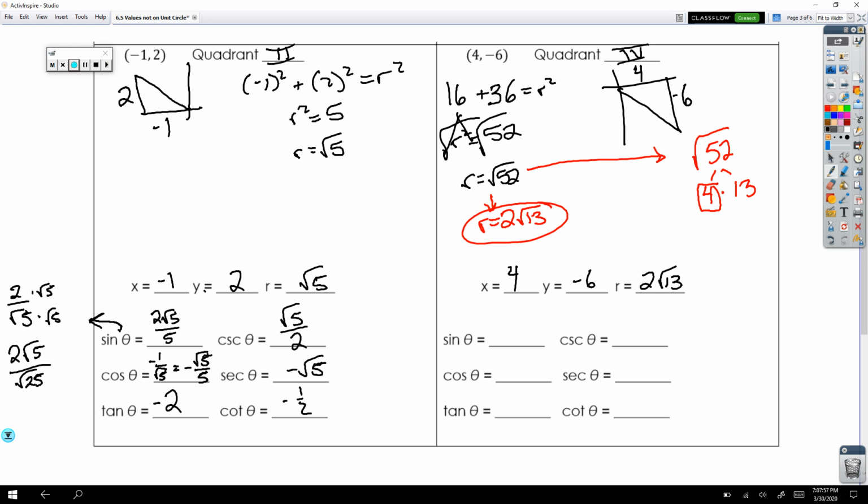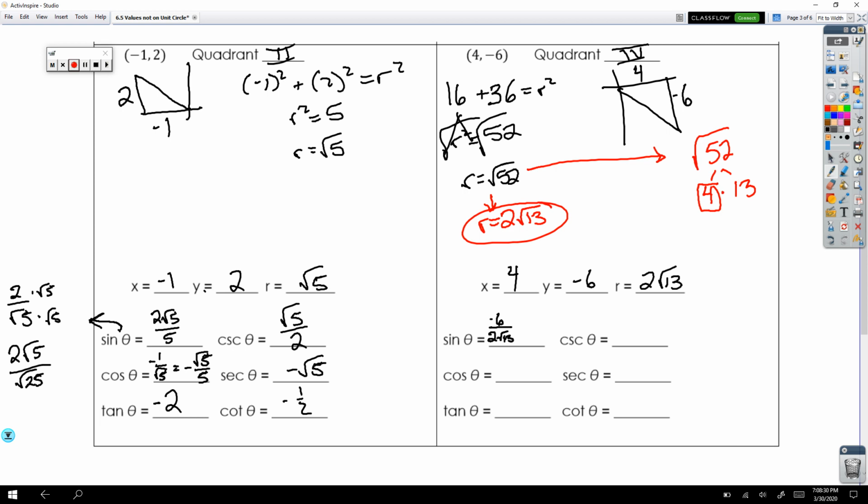Now, this problem is tough because you have to simplify your radical for r. You're going to have to rationalize your denominators. And then on top of that, you're going to have to simplify your fraction after you rationalize. So there's a lot of steps here. So follow along closely. Sine is y over r. So I'm going to try and write as small as I can here. That would be negative 6 all over 2 root 13.